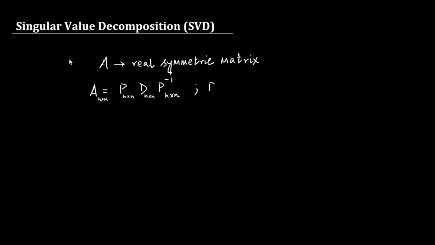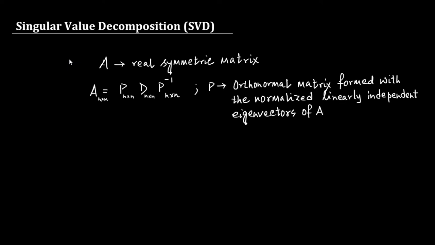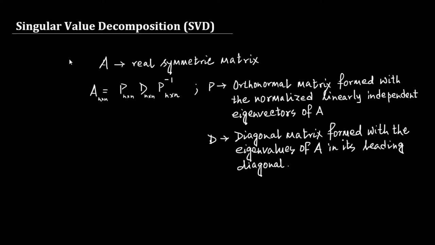In my previous video, I showed you that if A is a real symmetric matrix, then A can be decomposed as PDP inverse, where each of these matrices is of size n by n, where P is an orthonormal matrix formed with the normalized linearly independent eigenvectors of A, and D is a diagonal matrix formed with the eigenvalues of A in its leading diagonal. And in this case, we say that A is orthogonally diagonalizable.